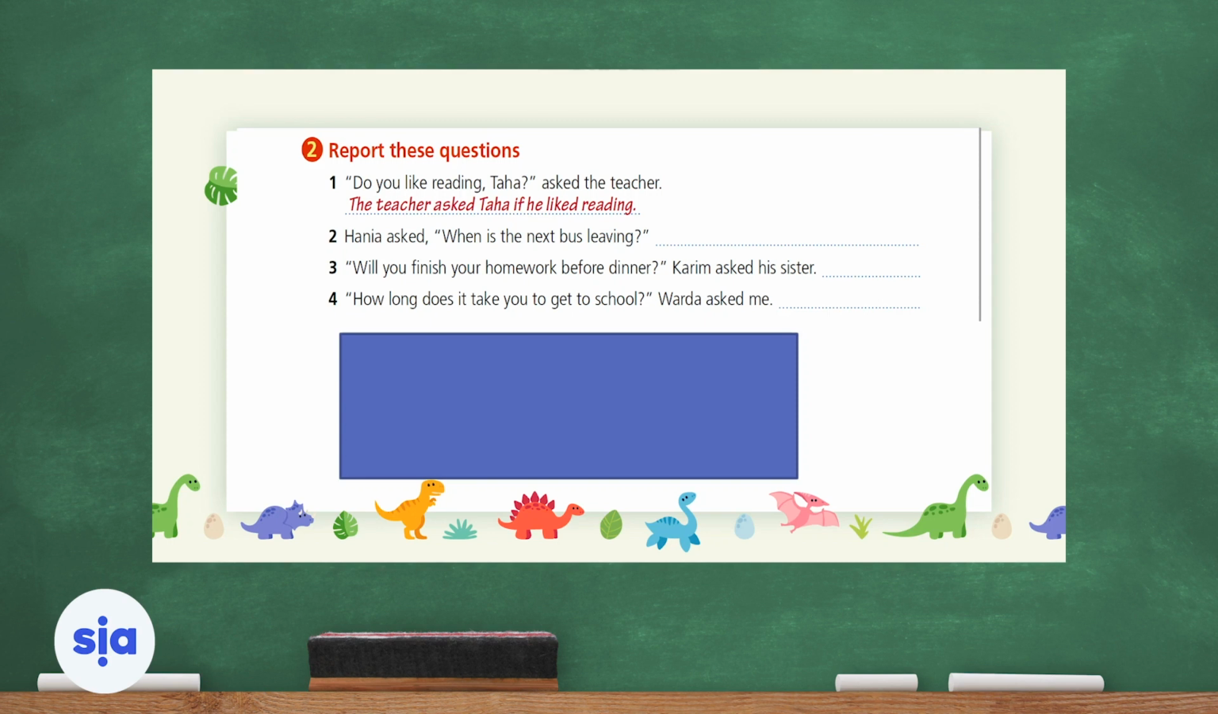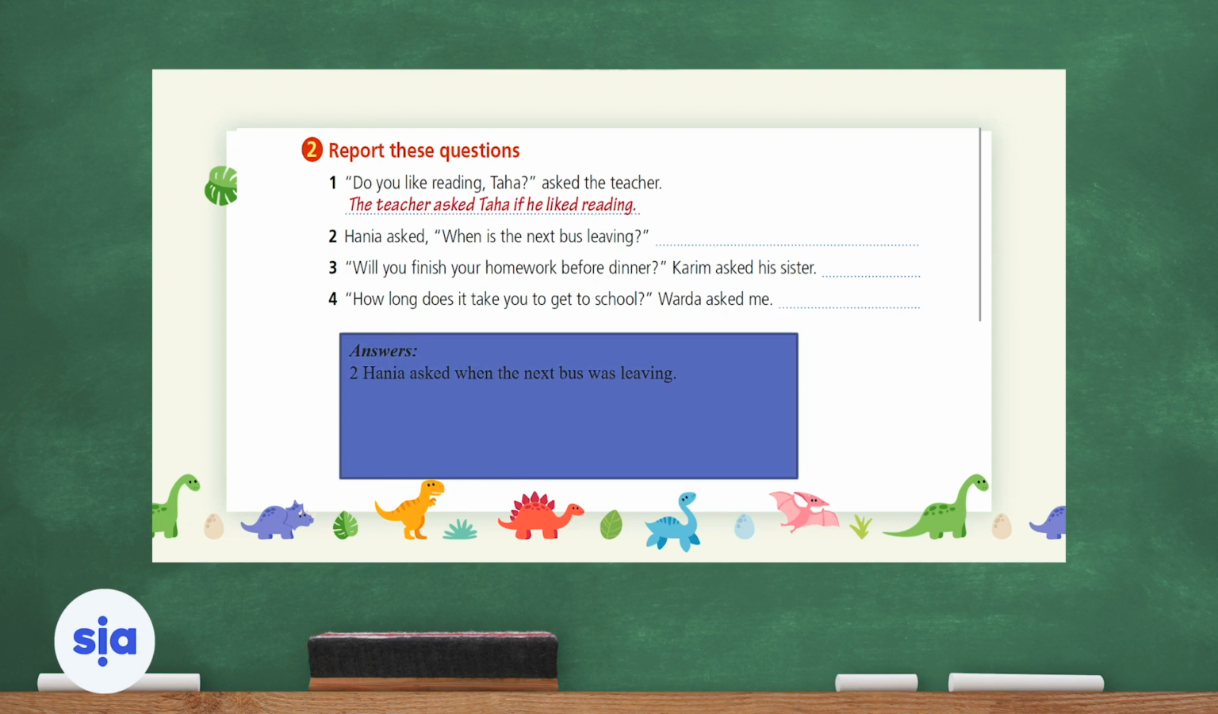Let's go to number 2. Hania asked, when is the next bus leaving? Now we want to turn it into a reported statement. So we must use the name of the girl who is asking. In that case, we will say, Hania asked when the next bus was leaving. So we're going to turn is into was.